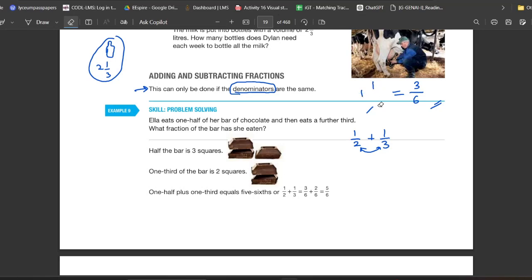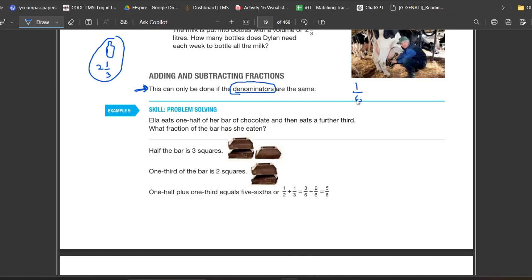So after doing division, we are coming to adding and subtracting fractions. In the first sentence, they are telling us this can only be done if the denominators are the same. Let's take an example, 1 over 6 plus 2 over 6. You can see the bottom parts, the denominators, are the same. So now we can simply add. We add the numerators first and get 3. Then we put the denominator without changing anything. So 3 over 6 is the answer.